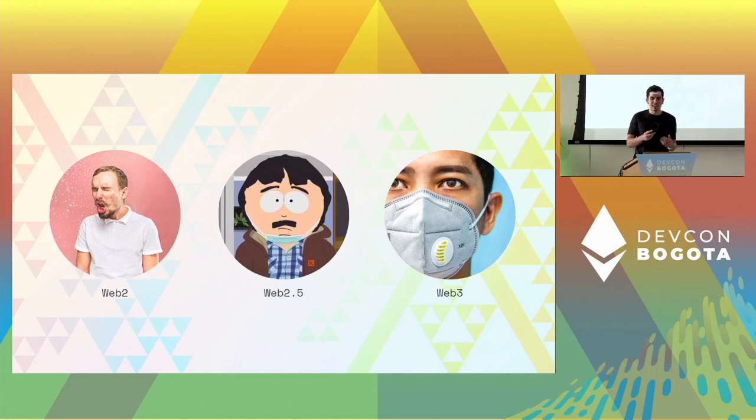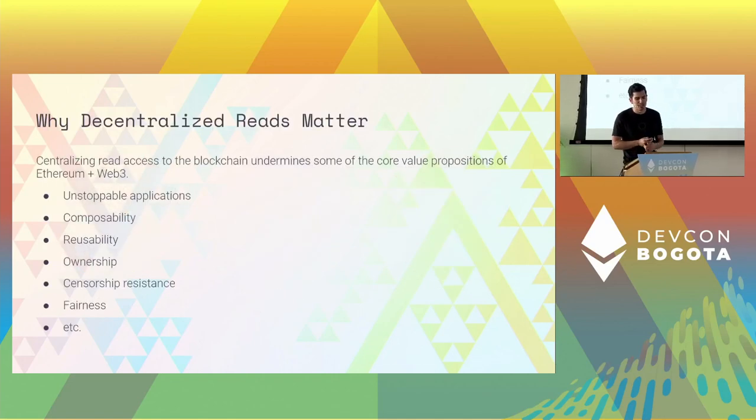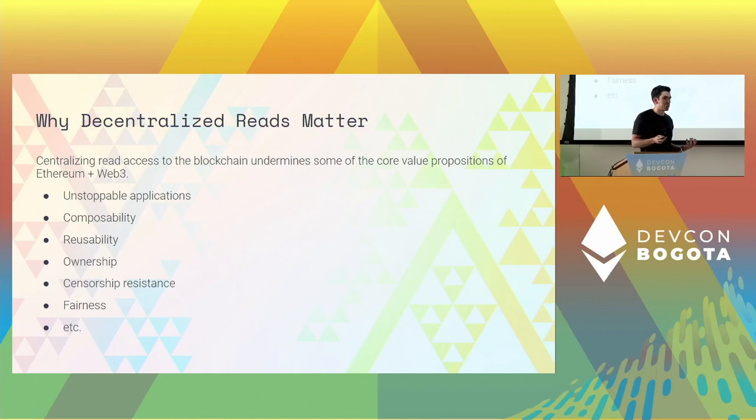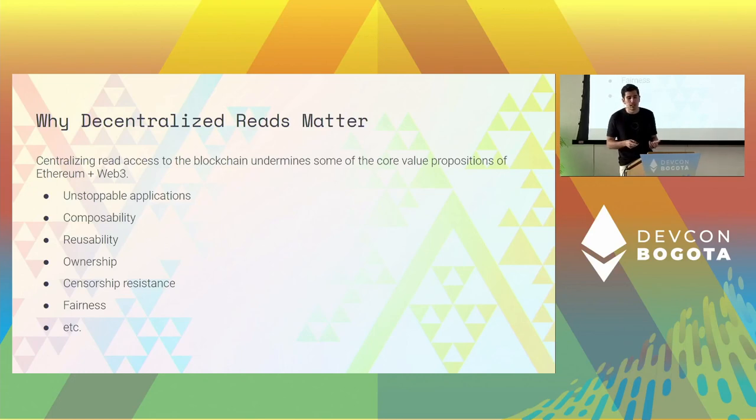It's incongruous with the goals of blockchain and Web3. Specifically, it undermines a lot of the value propositions that the Ethereum founders and a lot of the early builders in Web3 united around in the first place. So, being able to build unstoppable applications with composability. When you start building on centralized infra run by single service providers, then your app is no longer unstoppable. It stops as soon as that platform gets shut down.